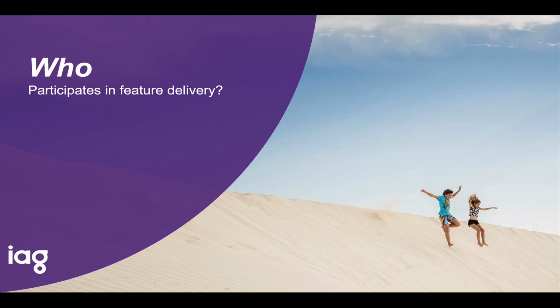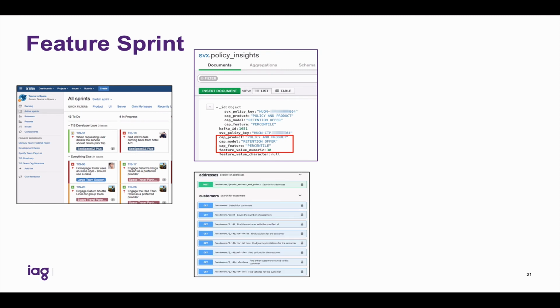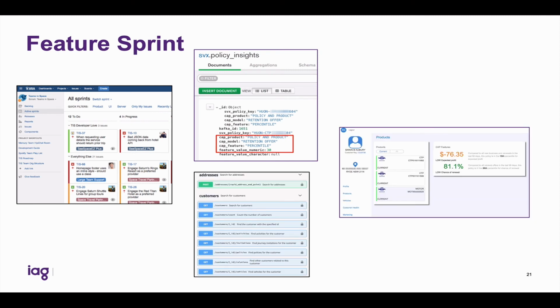So who participates in the delivery of these features? Here you can see we use Jira, like probably everybody does these days, to really drive through the feature delivery cycle. And so here we've got a ticket coming through using policy insights, and then generating addresses and pushing it through to the API, to the end user API.